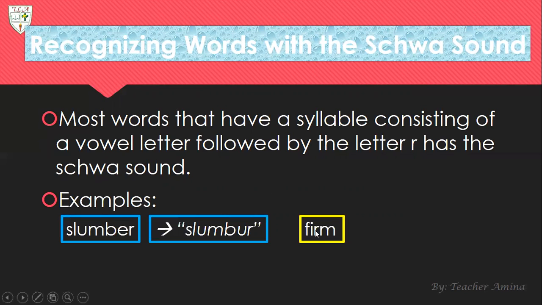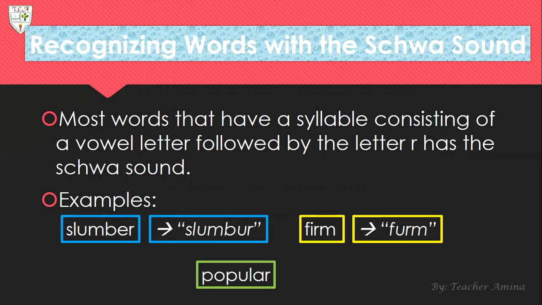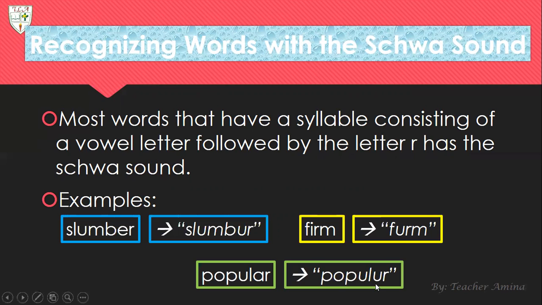Okay, next word, verb. So we also have R here and the letter before R is I. So when you say it, it goes like this, firm. Okay, it has the U sound in it. And lastly, popular. So we have letter R here again. Before that is letter E. So when you say it, it goes like this, popular. Okay, it has the U sound.